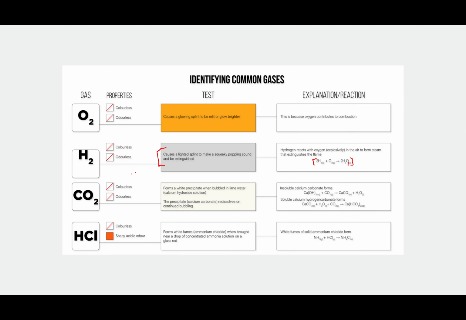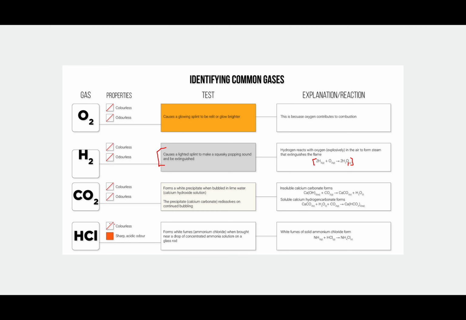For carbon dioxide, which is also colorless and odorless, we're going to have a white precipitate when bubbled through calcium hydroxide, right? And the precipitate calcium carbonate redissolves on continued bubbling. So if you do that, it's going to redissolve as calcium hydrogen carbonate is formed, which is actually soluble. So some people get really confused because some people think that calcium hydroxide and carbon dioxide should give you calcium carbonate, which is true, which is insoluble. But if the scenario says that it redissolves upon continued bubbling, people think that that is no longer carbon dioxide. It is actually, but we just have hydrogen carbonate being produced, which is soluble.